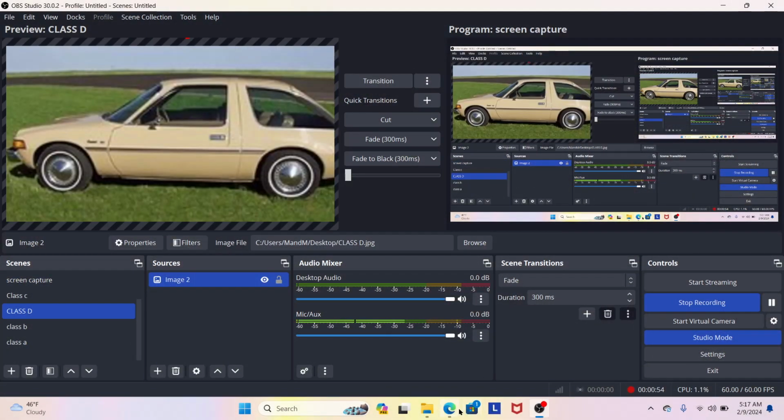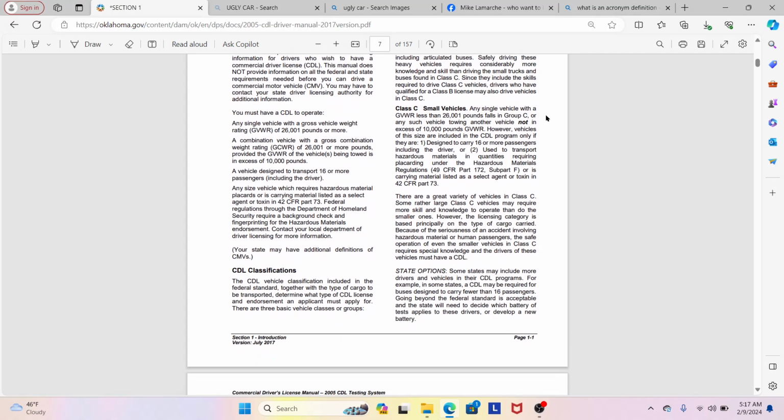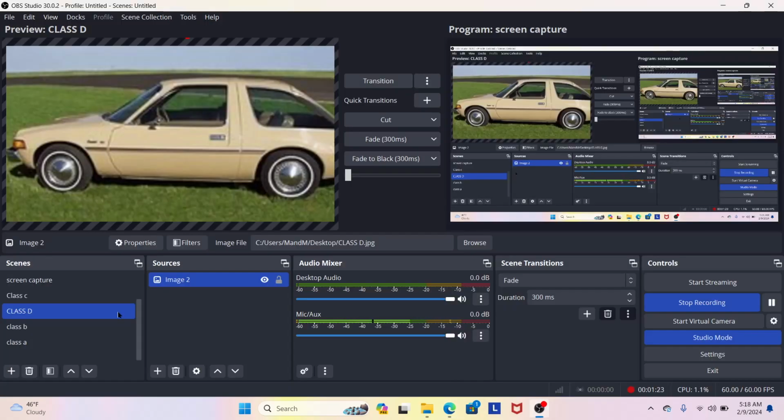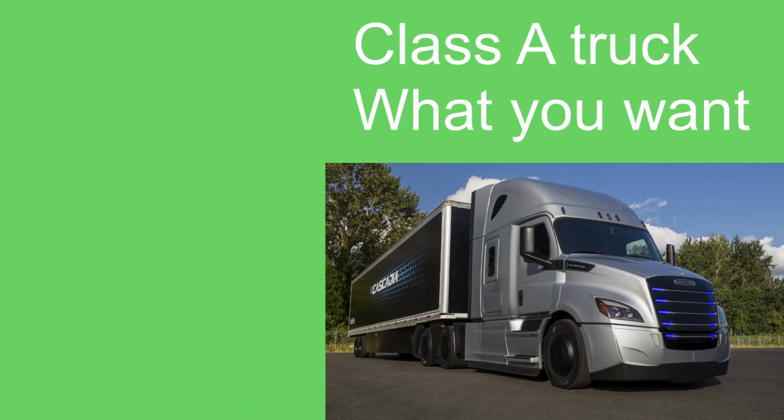Now, I'm going to go in here and pull this up. So, CDL classifications. The vehicle classifications included in the federal standard, together with the types of cargo to be transported, determine what type of CDL license and endorsement an applicant must apply for. There are three basic vehicle classes or groups. Now, we're going to talk about the first one, which is the Class A, and I'll read the part about that.